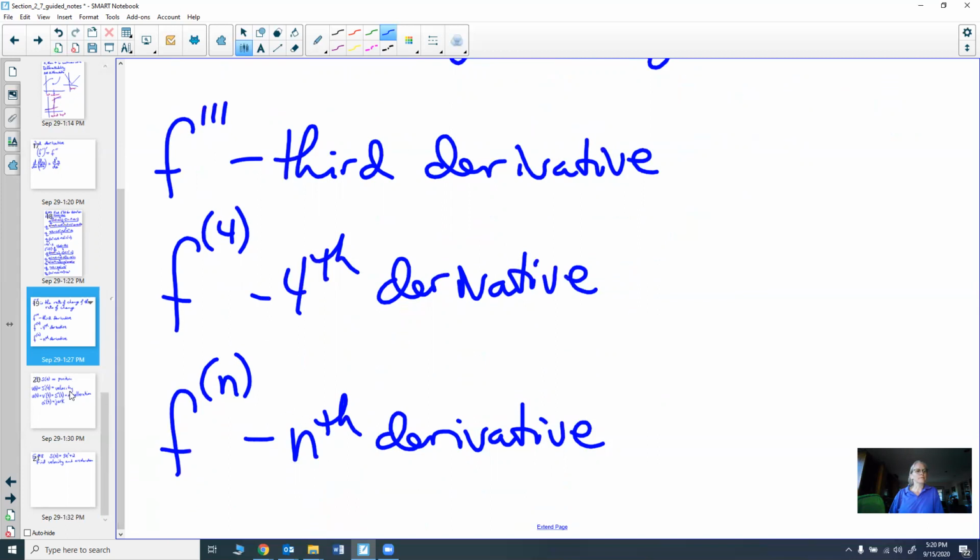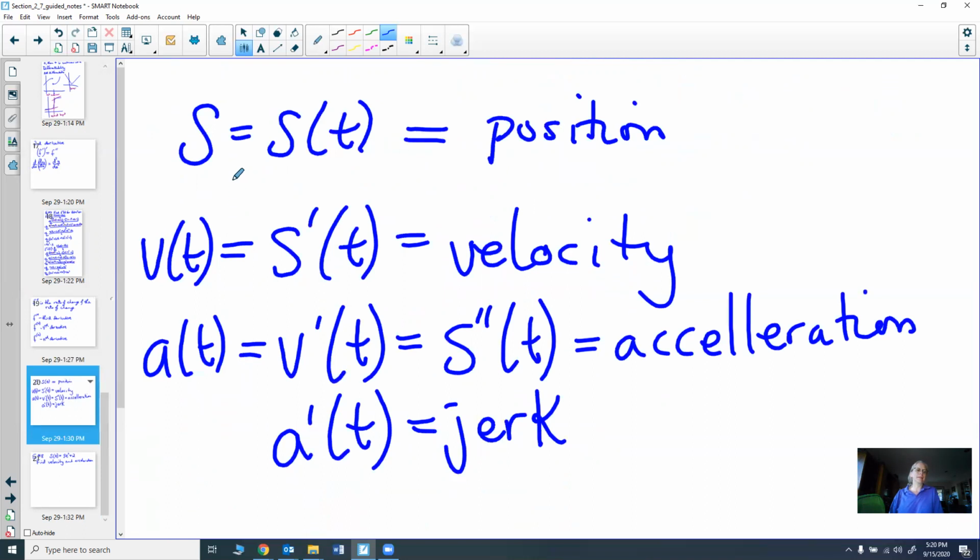Now let's talk about what these mean. It depends on what you're dealing with. So if s is the position function, then the first derivative, s prime, is v of t, the velocity function. If you take the derivative of velocity, the rate of change of velocity is acceleration. So we use a of t, but it's v prime of t. It happens to be the second derivative of s. So that gives you the acceleration. So it means something to talk about position, velocity, acceleration.